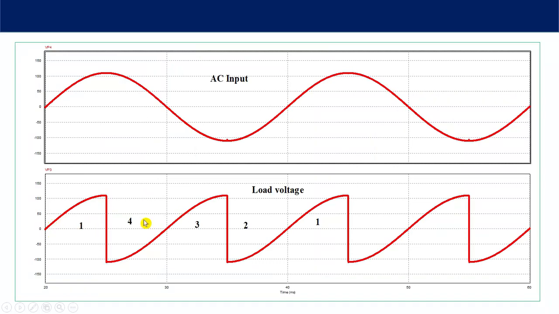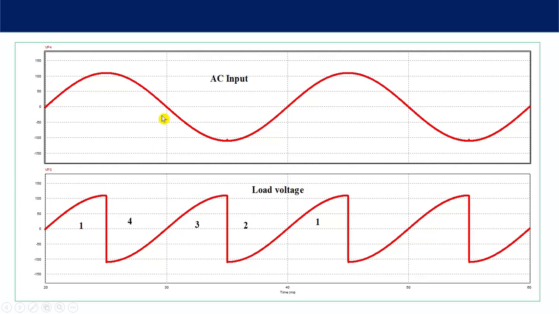So you can see from this point to this point, it is one complete cycle of output voltage. Here is the positive half cycle and here the negative half cycle, and it is similar in nature. So we can say the average output voltage is 0. So it is an AC output waveform.